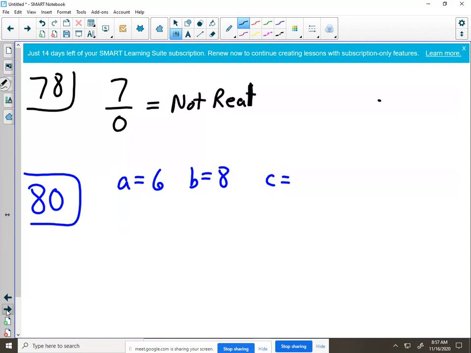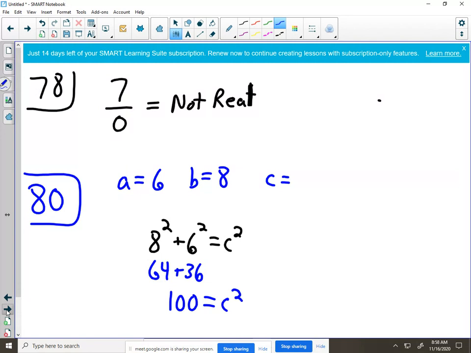A to the 2nd power plus B to the 2nd power equals C to the 2nd power. Yes. So 64 plus 36 equals 100 equals C squared. What do I do now, Michaela? Square root. Square root of both sides, so C equals 10? Yep. Very well done.